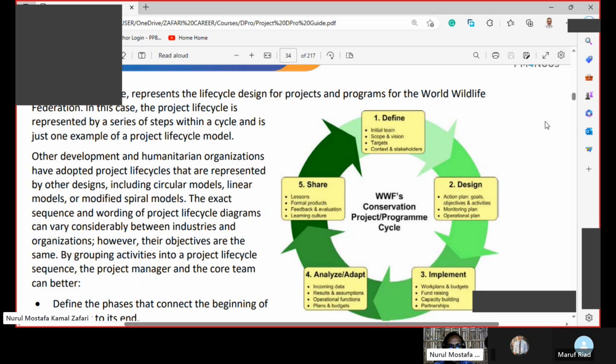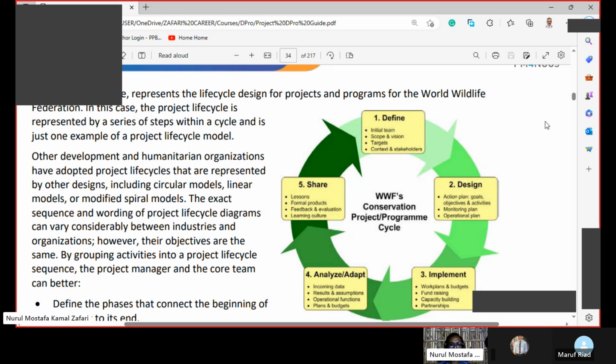In this case, the project life cycle is represented by a series of steps within a cycle and is just one example of a project life cycle model. Other development and humanitarian organizations have adopted project life cycles that are represented by other designs, including circular models, linear models, and modified spiral models. The exact sequence and wording of project life cycle diagrams can vary considerably between industries and organizations. However, their objectives are the same.